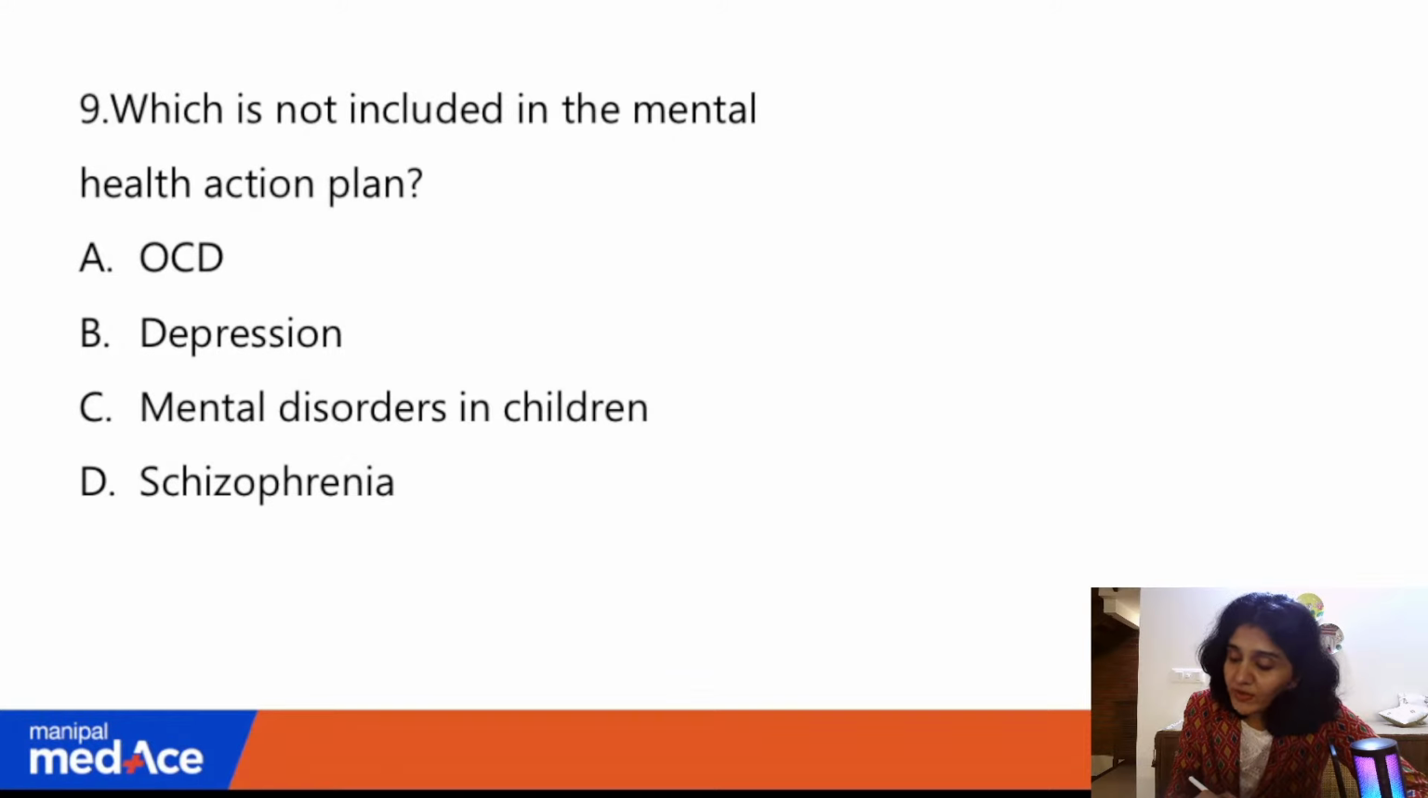So moving on to the next question, which is again PSM psychiatry overlap: which is not included in the mental health action plan? All right. If you look at the options with common sense only, we can guess the correct answer here. So there is OCD, obsessive compulsive disorder, depression, mental.